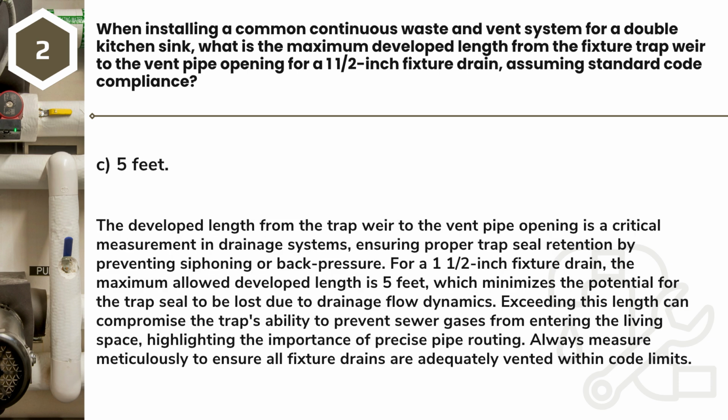Answer: C. 5 feet. The developed length from the trapware to the vent pipe opening is a critical measurement in drainage systems, ensuring proper trap seal retention by preventing siphoning or backpressure. For a 1.5-inch fixture drain, the maximum allowed developed length is 5 feet, which minimizes the potential for the trap seal to be lost due to drainage flow dynamics. Exceeding this length can compromise the trap's ability to prevent sewer gases from entering the living space, highlighting the importance of precise pipe routing. Always measure meticulously to ensure all fixture drains are adequately vented within code limits.